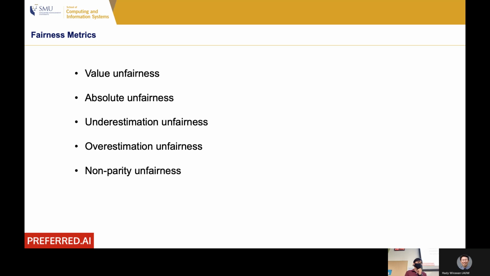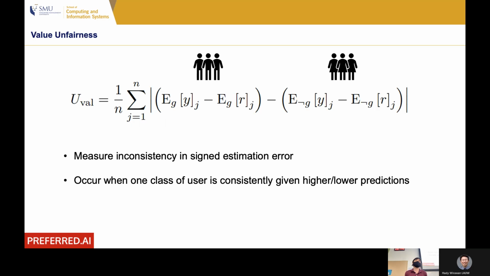So I just introduced how they generate the synthetic data earlier. Let's suppose that we have two groups, advantaged and disadvantaged users. So in this case of the course recommendation, let's suppose that the men are the ones who have the advantage and the women are the ones who have the disadvantage. And the first one, value unfairness: this metric measures the inconsistency in the signed estimation error between the two groups. The n there is the number of items.